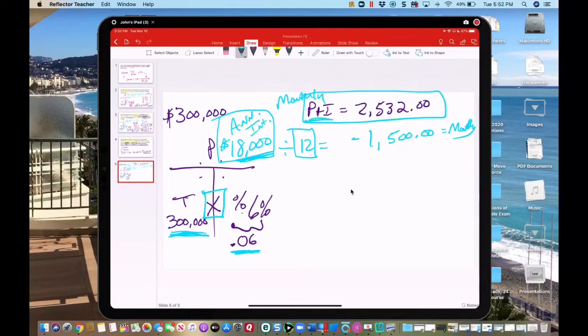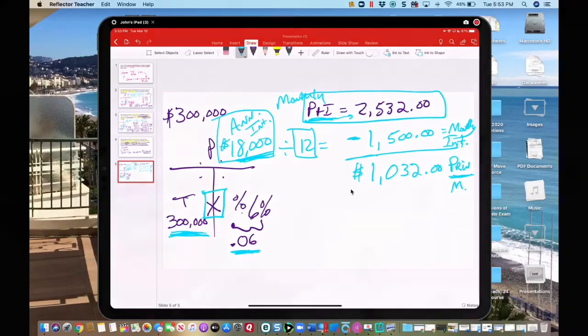This is principal and interest right here from our table. This is monthly interest. So if we take our monthly principal and interest payment of $2,532 and we subtract $1,500, which is the monthly interest, then we have left over $1,032, and this would be principal. Remember, this is monthly interest, so this is principal, and again, this is the monthly principal, $1,032.